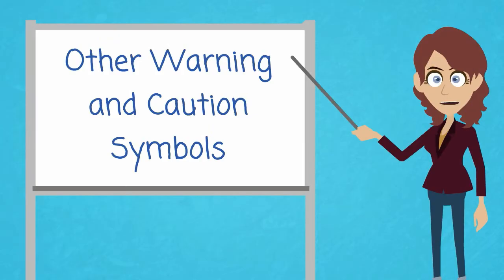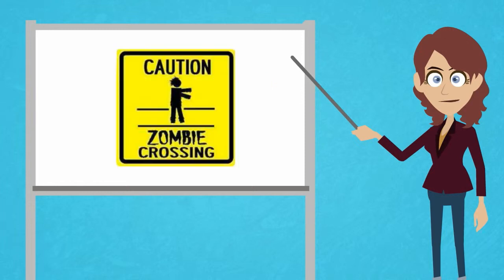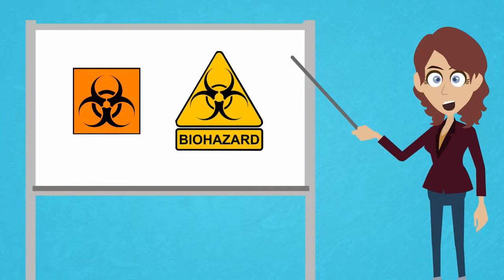Now, let's take a look at some other warning and caution symbols you may see. An exclamation point on a yellow background is the standard caution symbol. Sometimes it may be accompanied by the word caution, danger, or warning. Here's another example. Biohazard symbols look like these and have a distinctive symbol in the middle. They are on an orange, yellow, or red background. Personal protective equipment must be worn when you encounter these symbols.